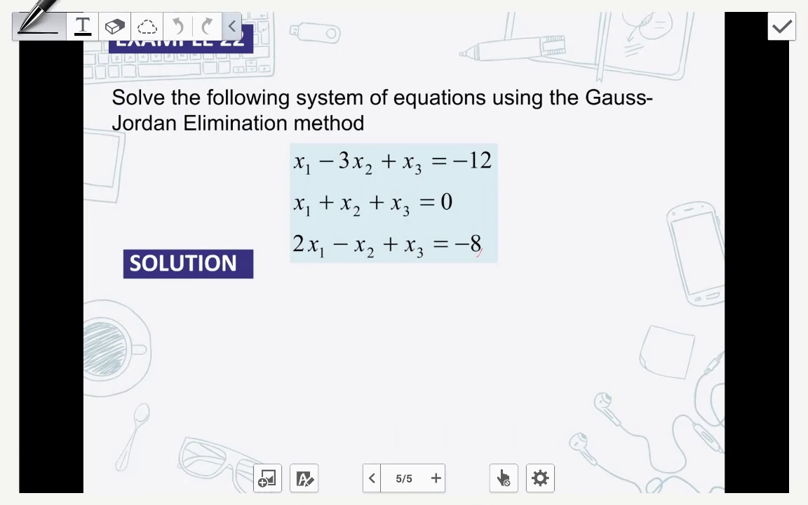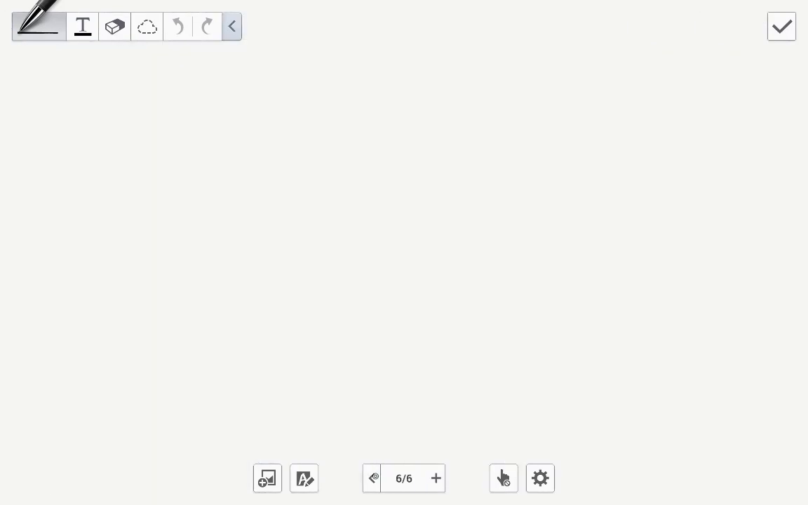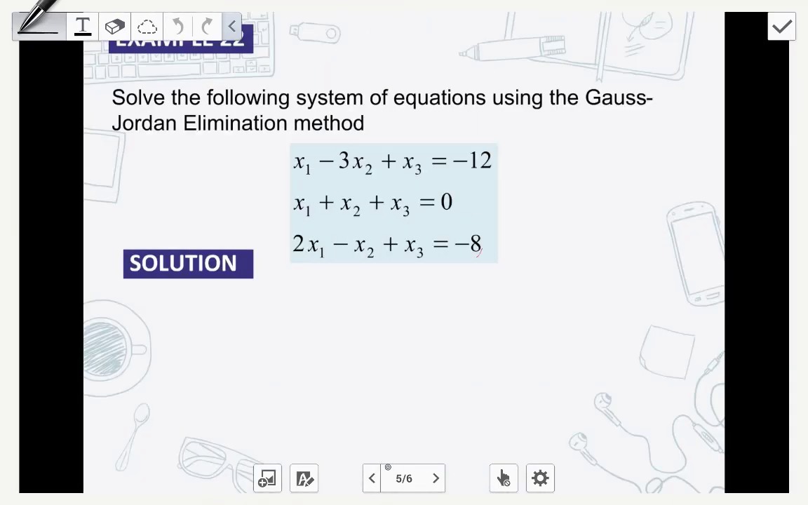For example, solve the following system of equations using Gauss Jordan. Now let's see how to use Gauss Jordan. As given in the notes, we're going to write this matrix as augmented A|B. So matrix A is 1, -3, 1, 1, 1, 1, 2, -1, 1. And this is matrix B: -12, 0, -8 is your matrix B.